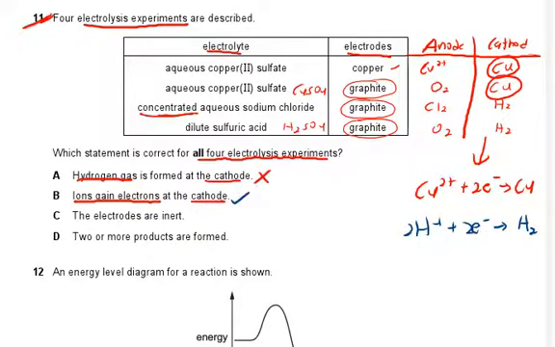But let us look at the next one. The electrodes are inert, so only this one is inert. Copper is not inert. So 2 or more products are formed? No, only one. Okay, only one product will be forming at each cathode and anode. So your best answer here will be B.